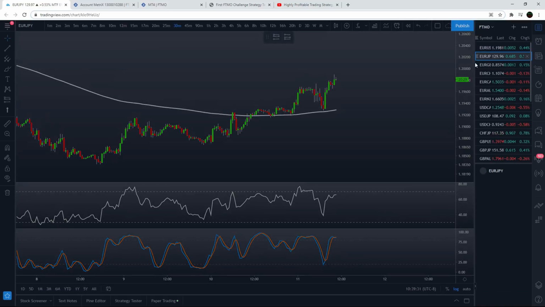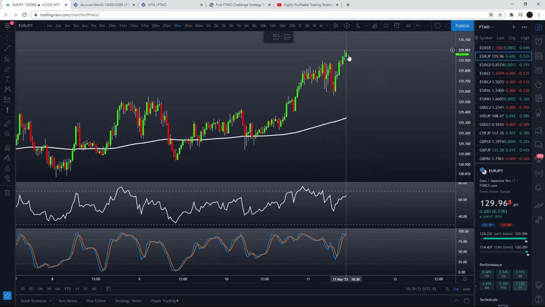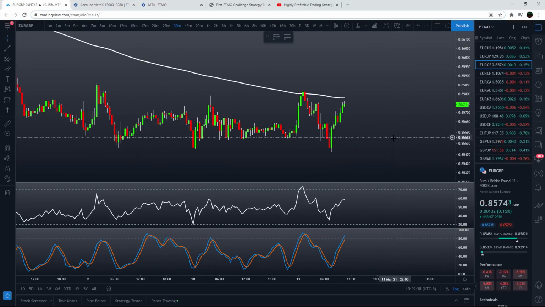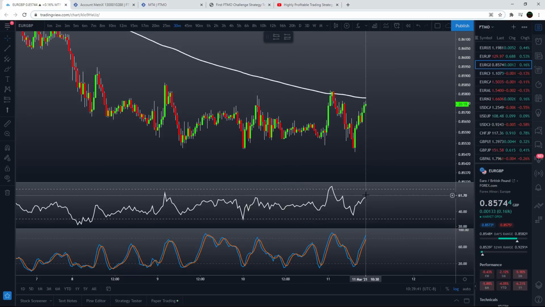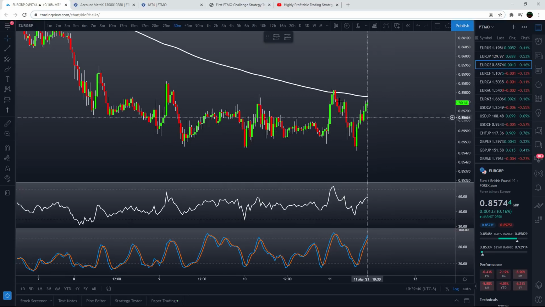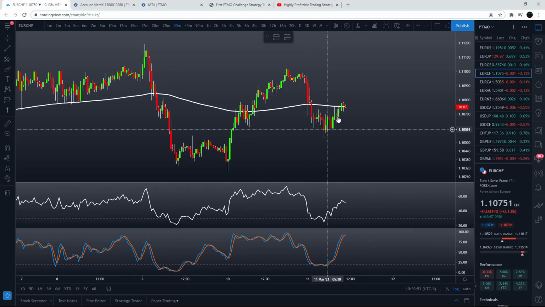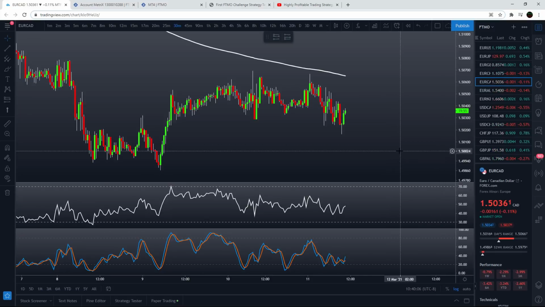Let's look for the next pair. This is not in a pullback either. This is extended up, so we're instantly not interested. This one is in a pullback, but the problem is the RSI is not creating hidden divergence. So we're in a downtrend below the 200 EMA. We got a pullback here, but no hidden divergence on the RSI, so we're skipping to the next one. This one we got a pullback, but it looks like it's just not creating a hidden divergence. We don't really know if it's above or below the 200 EMA yet, so we're not really interested in that one.